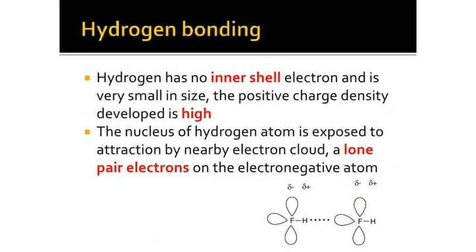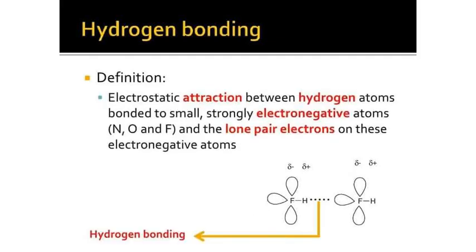In hydrogen bonding no electrons are involved, and due to the small size of hydrogen, a high positive charge develops on hydrogen. The nucleus of the hydrogen atom is exposed to attraction by the nearby electron cloud, a lone pair of electrons on the electronegative atom. So we can define hydrogen bonding as the electrostatic force of attraction between hydrogen atoms bonded to small, strongly electronegative atoms and the lone pair electrons on these electronegative atoms.